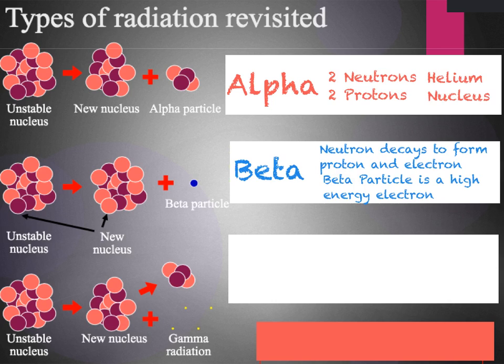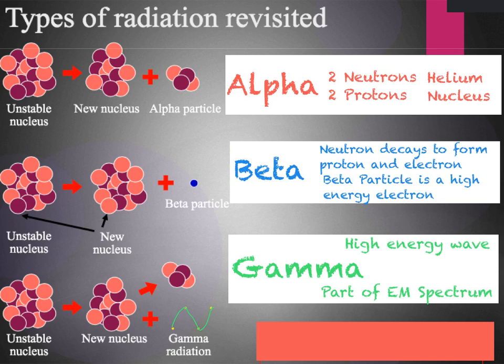The final form of radiation we looked at previously was our gamma radiation. Gamma radiation takes the form of a wave and is released whenever alpha radiation or beta radiation takes place. We've got our alpha particle here. The gamma radiation takes the form of this high energy wave.